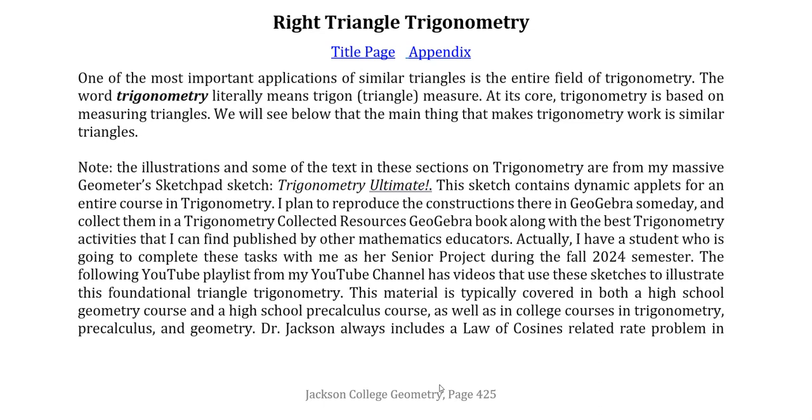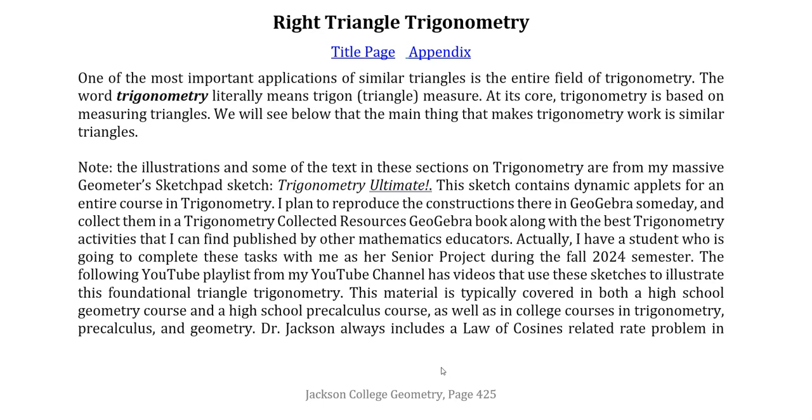And what I plan to do is at some point reproduce the constructions there and collect them in Trigonometry Collected Resources GeoGebra book along with the best trigonometry activities I can find. I actually have a student who's planning to complete this task with me. Right now it's the spring of 2024, and she's planning on completing this with me in the fall of 2024. And the following set of videos are also on my trigonometry playlist as well.